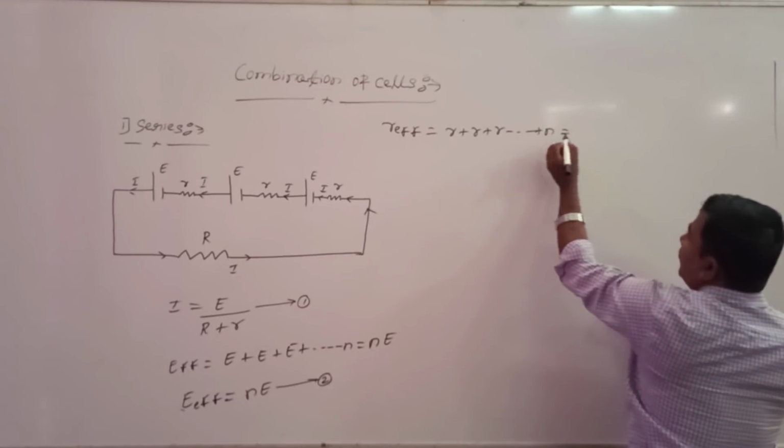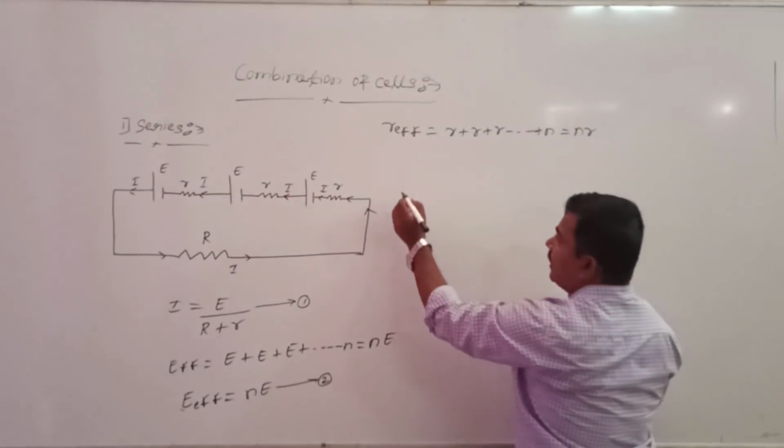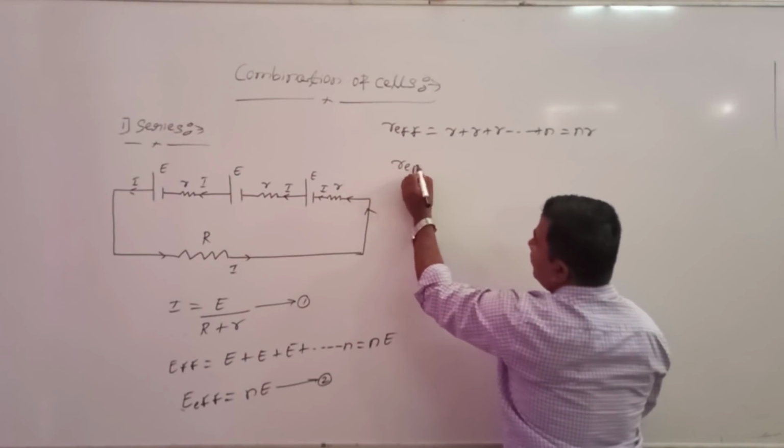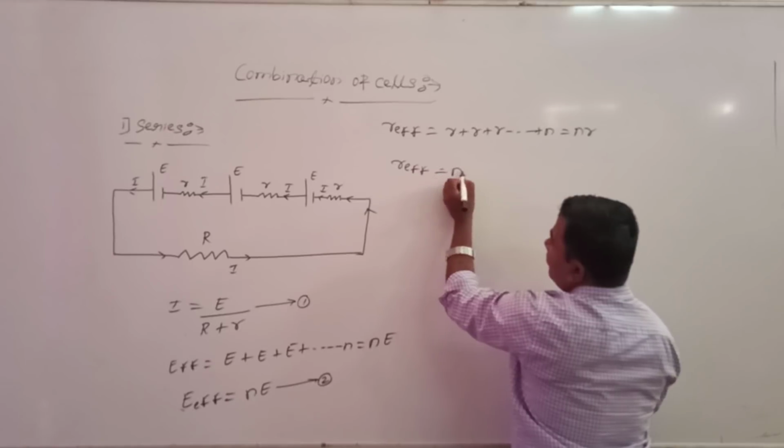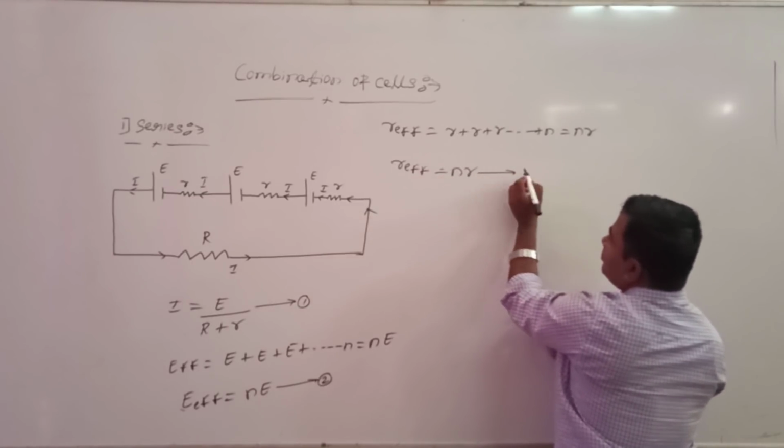Then how to write the effective internal resistance directly? That is n into R. Effective internal resistance can be written n into small r. Shall we take this as equation number 3?